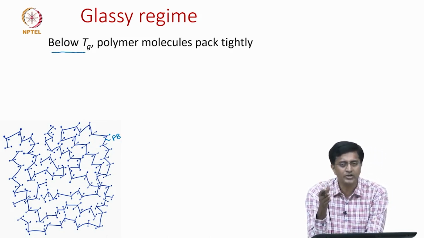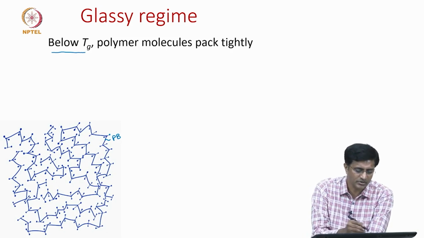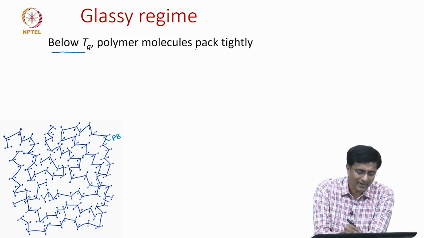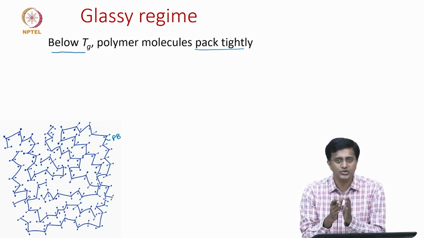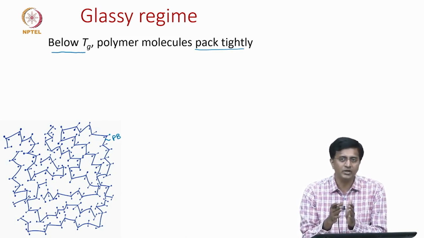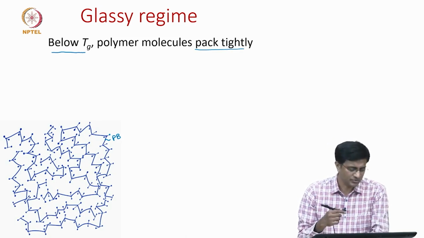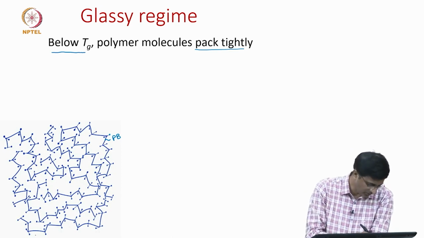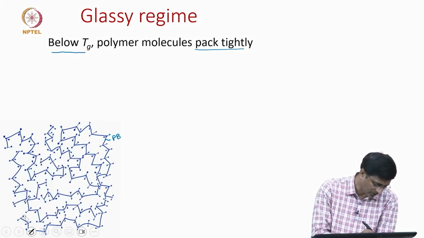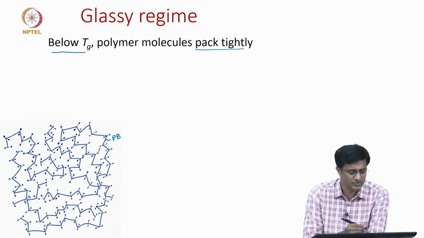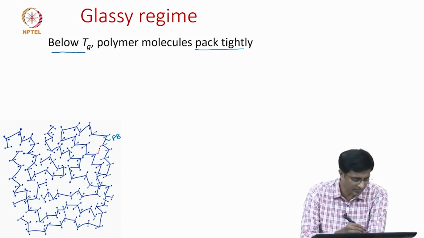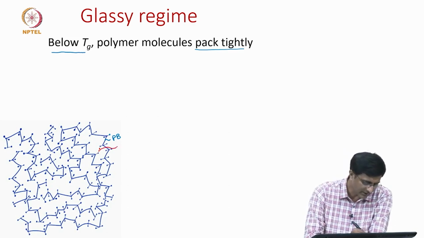We already know that below the glass transition temperature, the molecular packing is tight, which means these molecular chains are close to each other, and that is when we have these secondary bonds. What are the secondary bonds? Let me change the color, let us say with red, let me show this. The bond between these two hydrogen atoms, in the example of polyethylene, is the secondary bond.